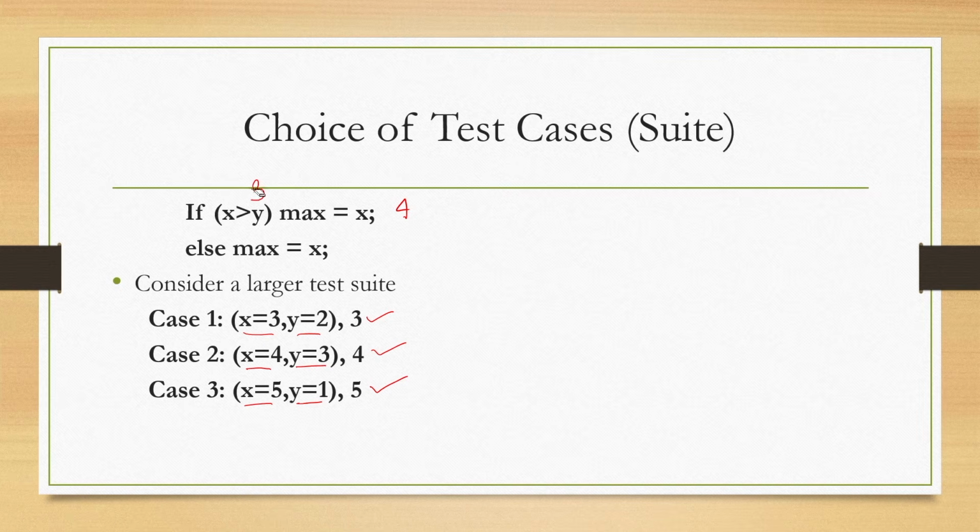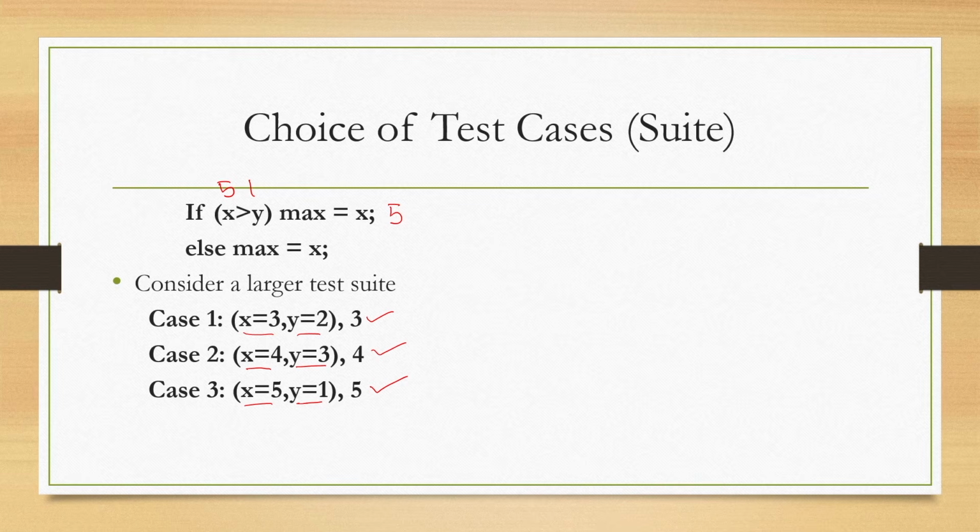And finally, when x equal to 5 and y equal to 1, again we get 5 as output. So, again we do not detect any error. So, eventually every time with the given input we get the desired output, which is exactly what we want.